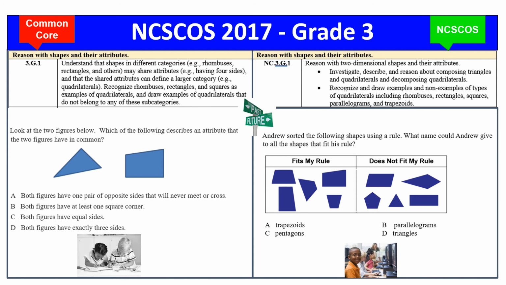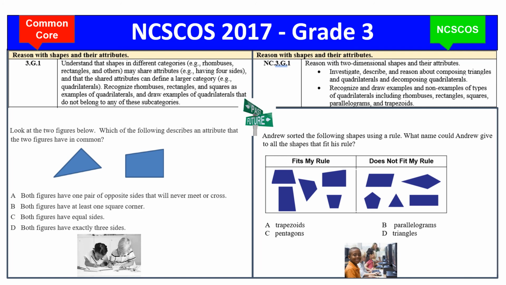NC 3G1 requires third graders to draw examples and non-examples of different types of quadrilaterals. For example, when asked to draw a square, students should know to draw a shape with 4 equal sides and 4 square corners. Given a set of shapes, students should be able to sort into trapezoids and not trapezoids, explaining that the trapezoids are the shapes that have exactly one pair of opposite sides that would never meet or cross, and another pair of opposite sides that would meet or cross if extended.